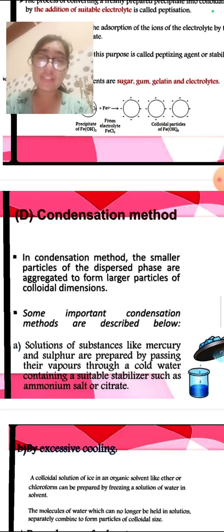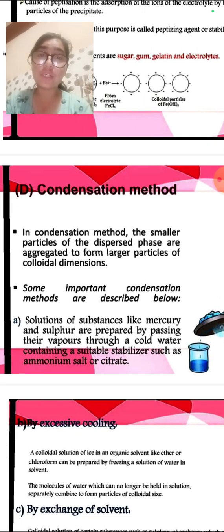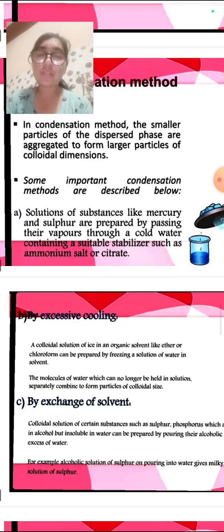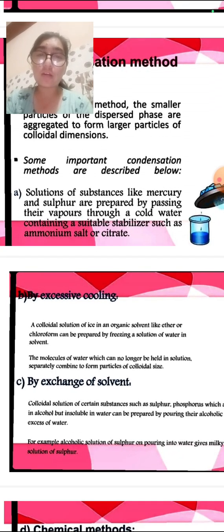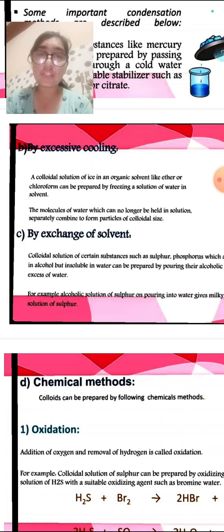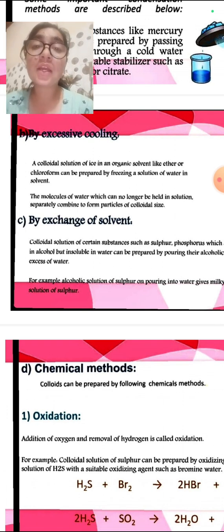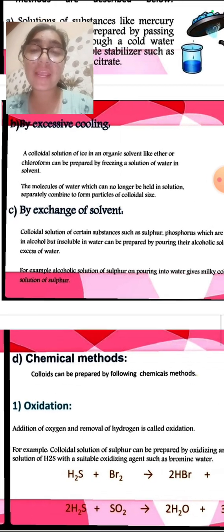Condensation method: in the condensation method, the smaller particles of the dispersed phase are aggregated to form larger particles of colloidal dimension. Some important condensation methods: sols of substances like mercury and sulfur are prepared by passing their vapor through cold water containing a suitable stabilizer such as an ammonium salt or citrate. By excessive cooling, a colloidal solution of ice in an organic solvent such as chloroform can be prepared by freezing a solution of water in the solvent. The molecules of water which can no longer be held in the solution separately combine to form particles of colloidal size. This is the exchange of solvent method.